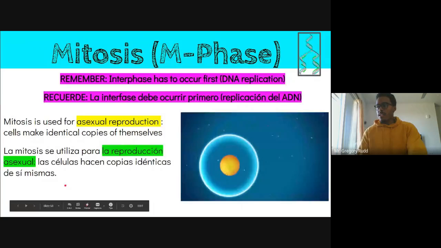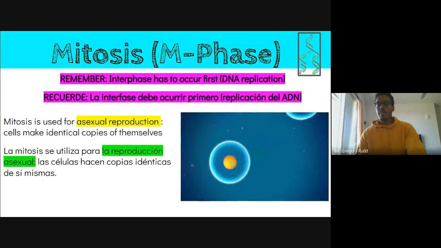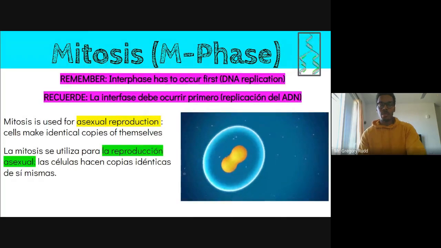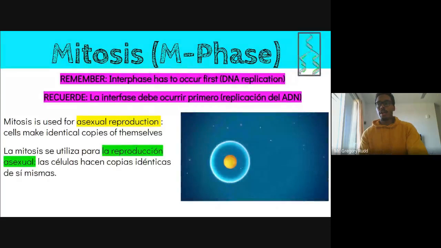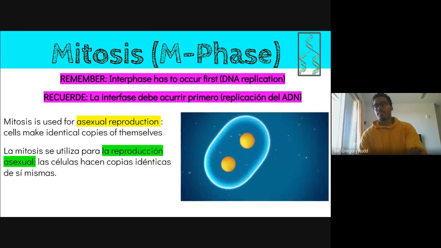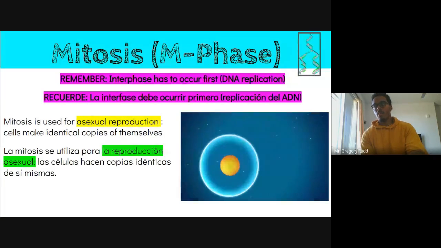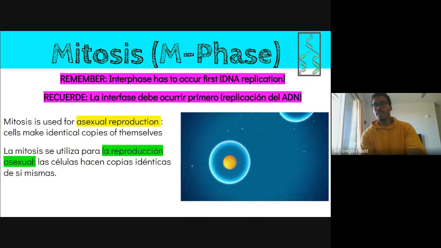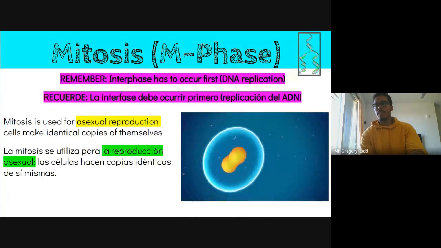So like I said, mitosis can be used to produce somatic cells, but it's also used for the asexual reproduction of unicellular organisms. Cells that are made up, or organisms that are made up of only one cell. This is how they make copies of themselves.